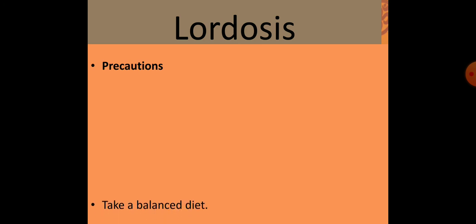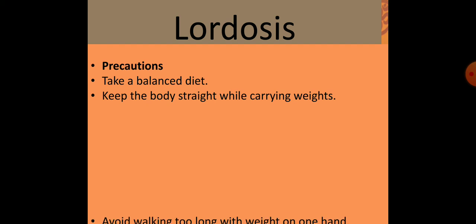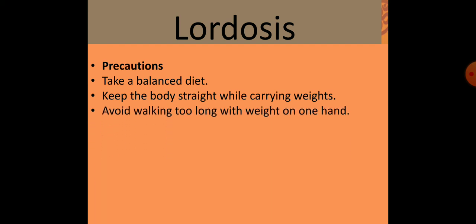First one is take a balanced diet. Keep the body straight while carrying weight. Body must be straight while we are carrying weight. Sometimes while we are carrying weight, our body bends backward or forward. While bending backward or forward, this gives stress over the spine, so that can increase or decrease the spinal curvature.